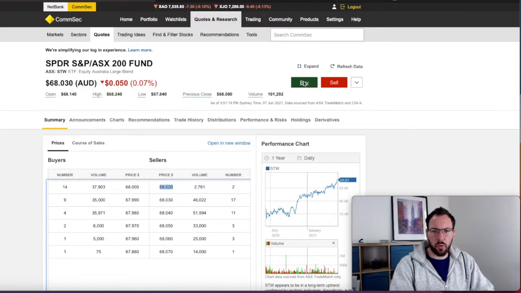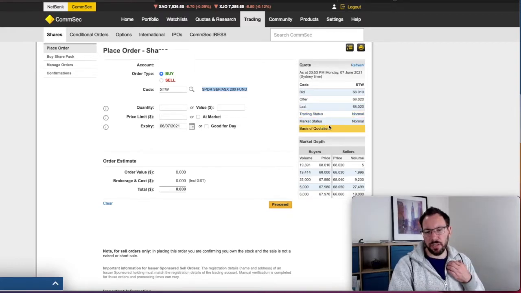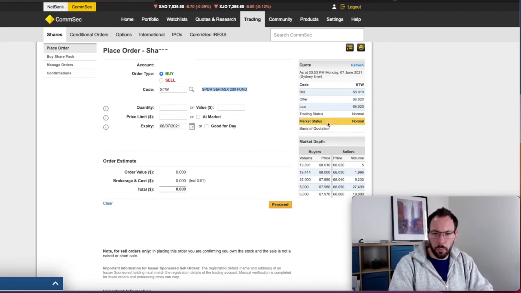We're just going to place an order. This is the trading tab. I'm buying shares. What I'm going to do is tell the system what type of order I want to put in. I want to buy the STW. It's going to pre-populate this section here, which is the name of the security. On the right-hand side, it's giving me the quote information, so the bid and the offer, and then the last price. It's telling me the market status and the trading status. So in some situations, the stock might be closed, but the market is open. And likewise, down the bottom here, it's going to give me the depth.